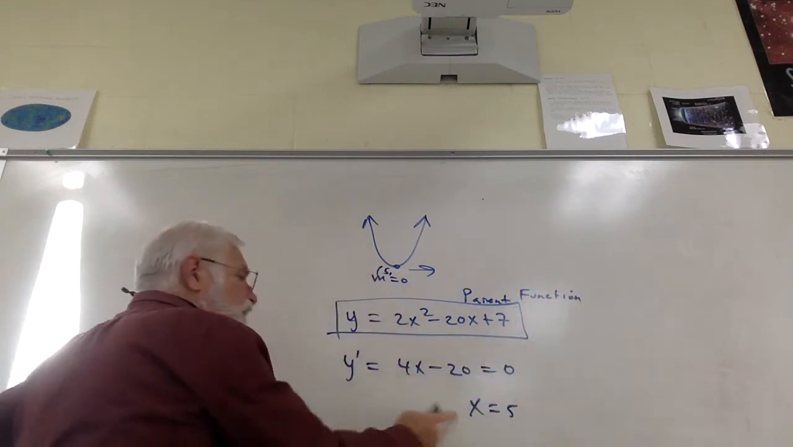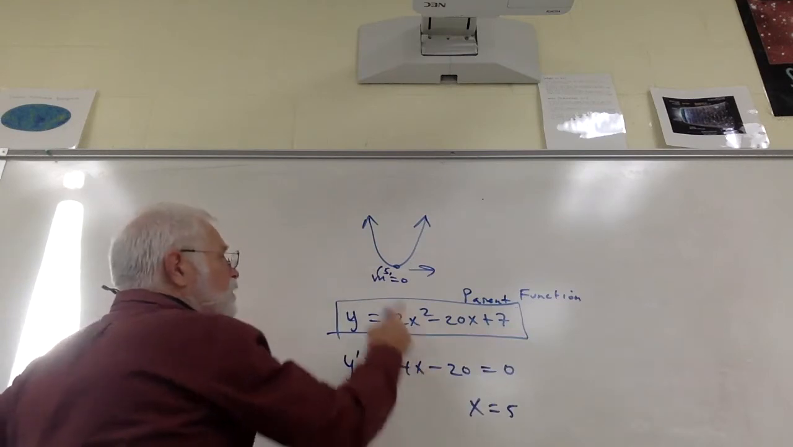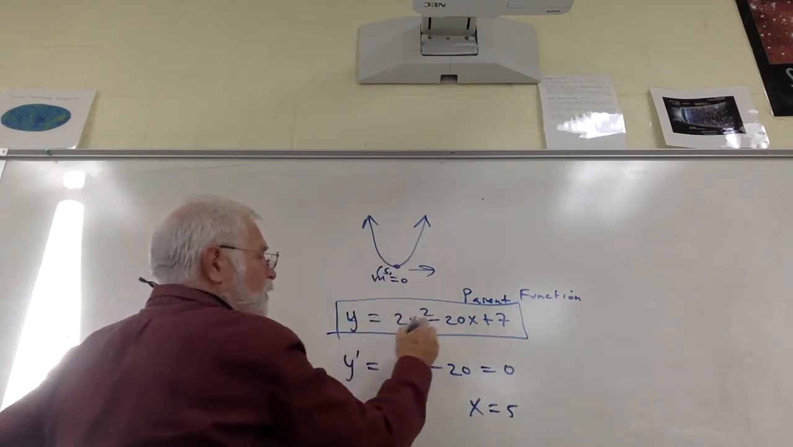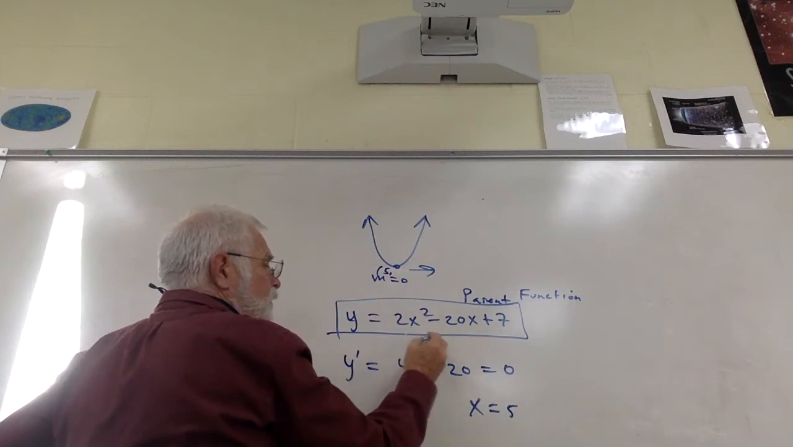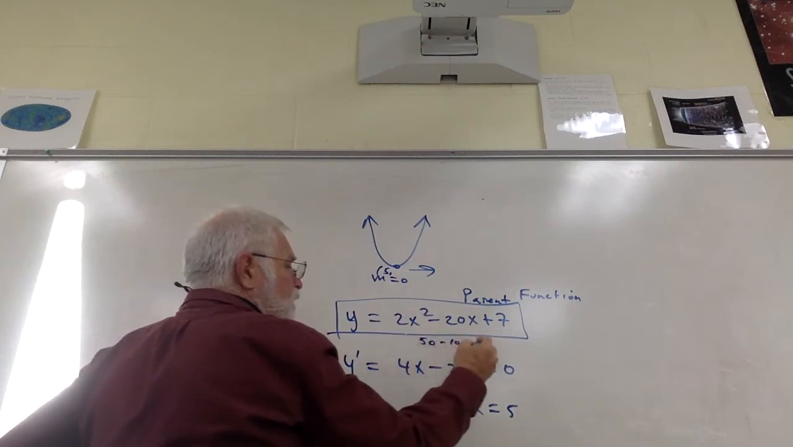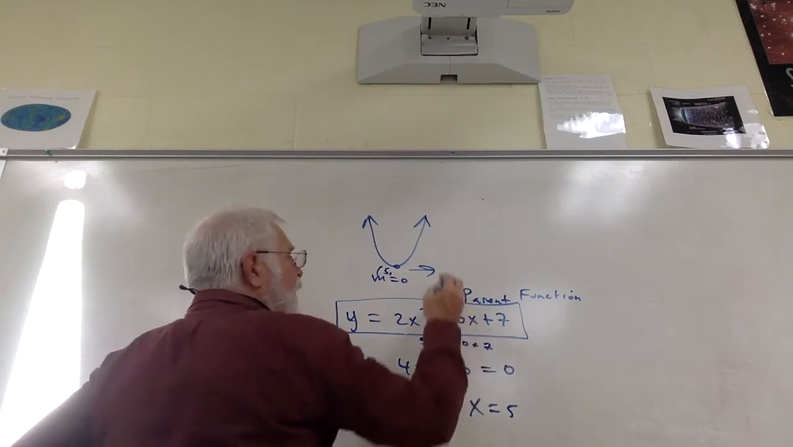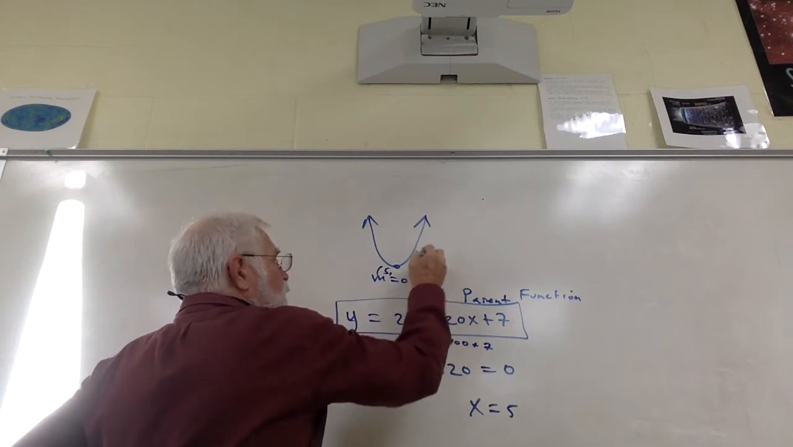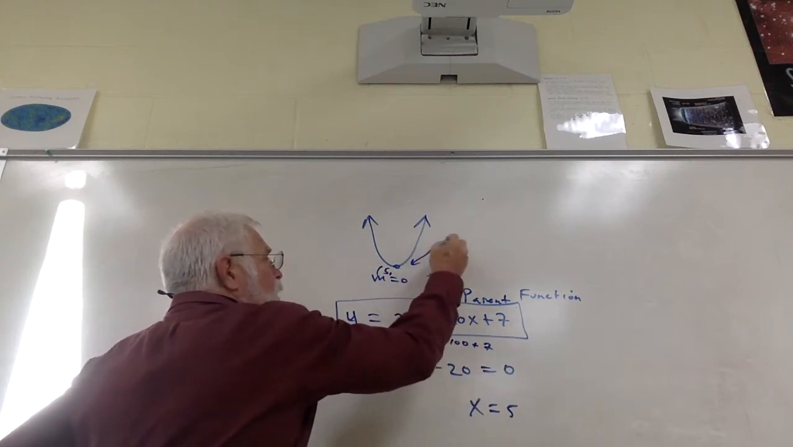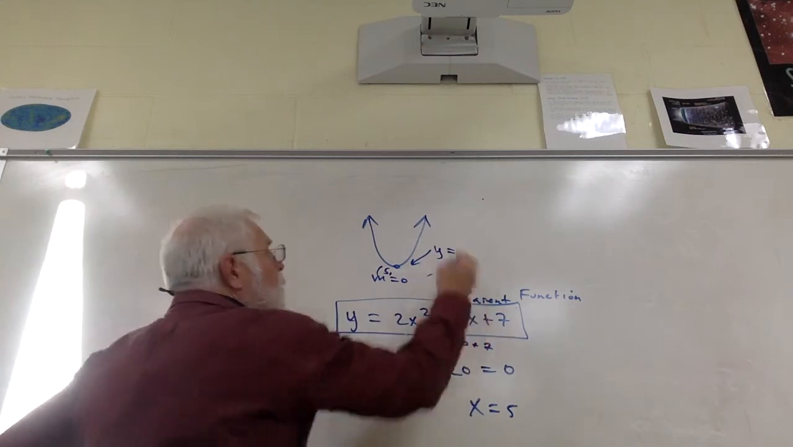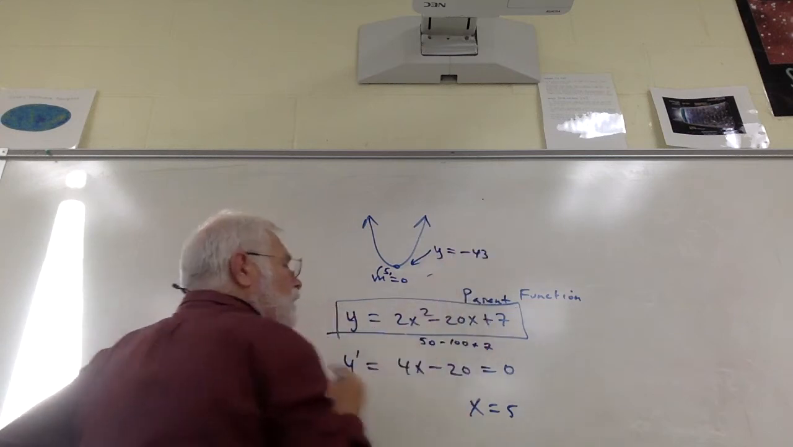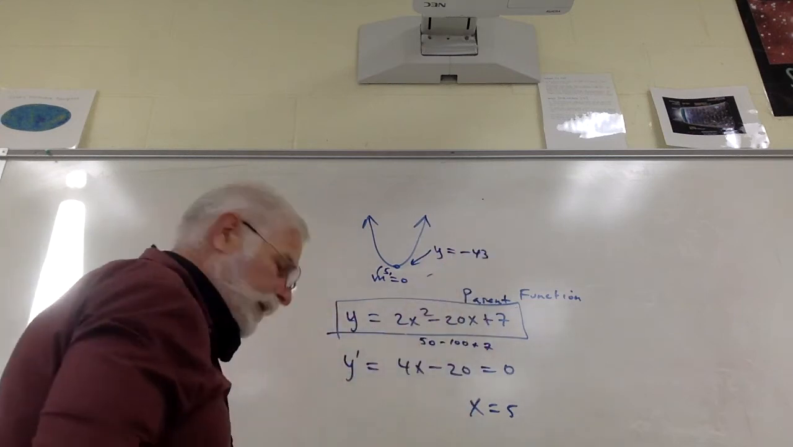Okay, so this assigns slopes, and so the slope here is 0. Put in a 5, and you get 50 minus 100 plus 7. So the minimum value, the y value, and that's all we want is the y value, is minus 43. Now the question is, how do we prove that it's a minimum?